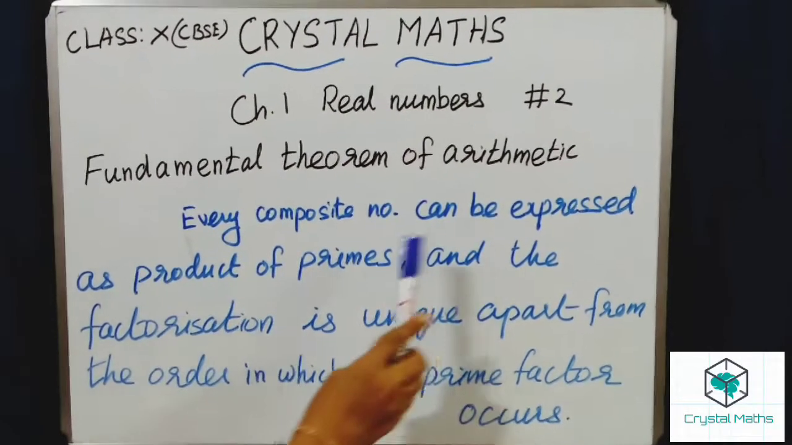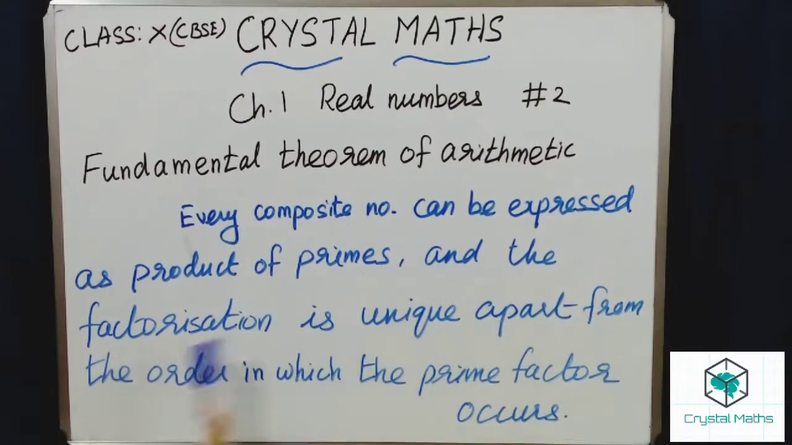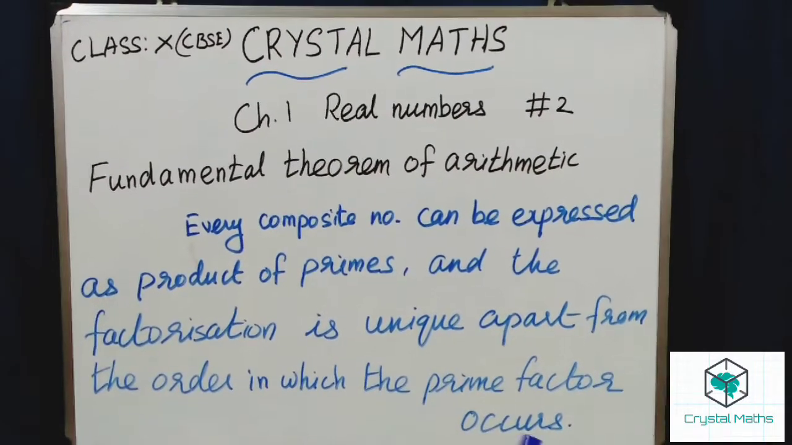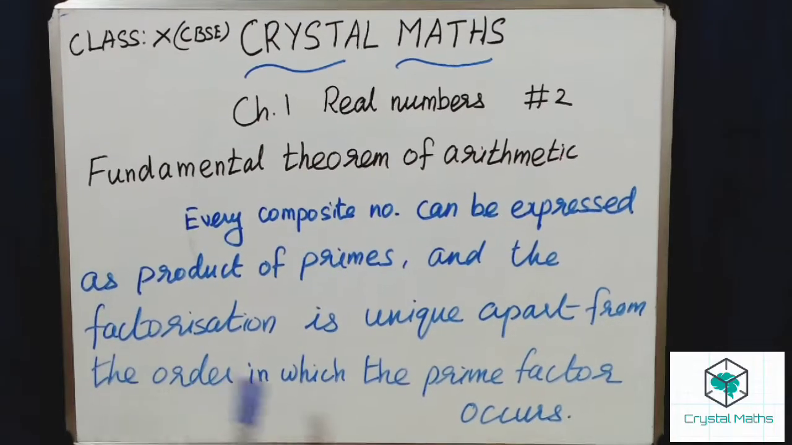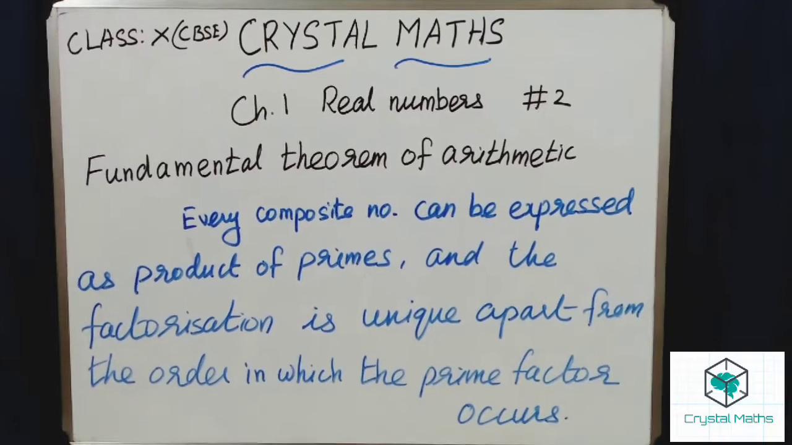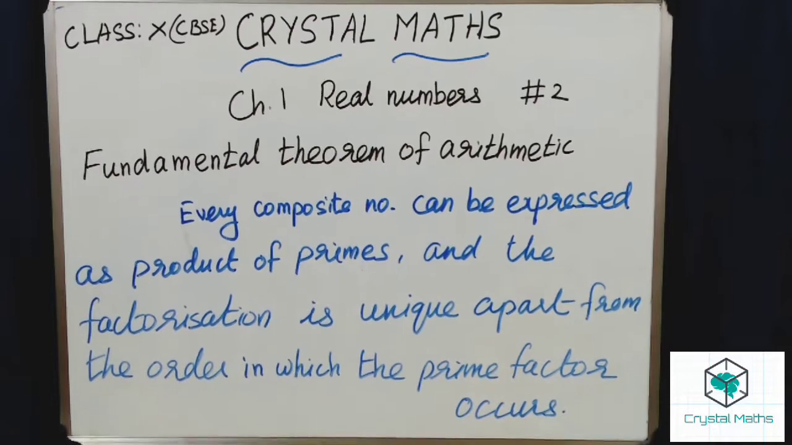Every composite number can be expressed as a product of its primes, and the factorization is unique apart from the order in which the prime factors occur. That means, if we factorize any number, the factors can be in any order as per the commutative law of multiplication. Let us see one example for that.